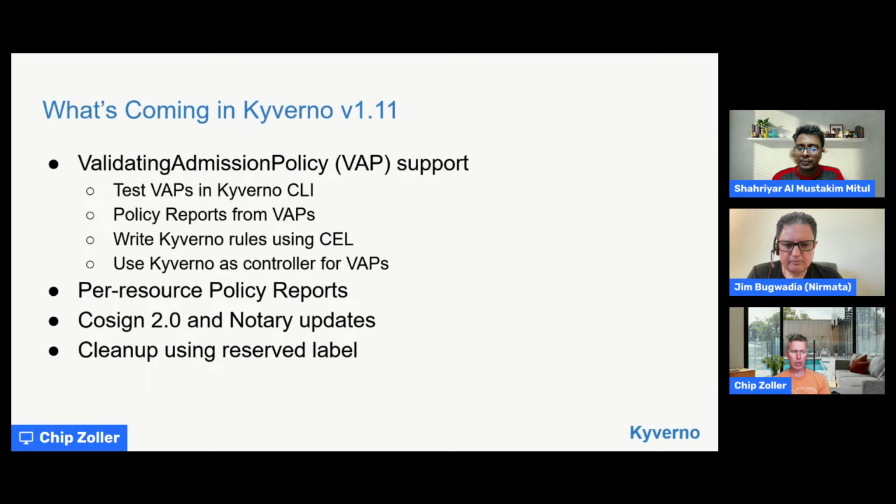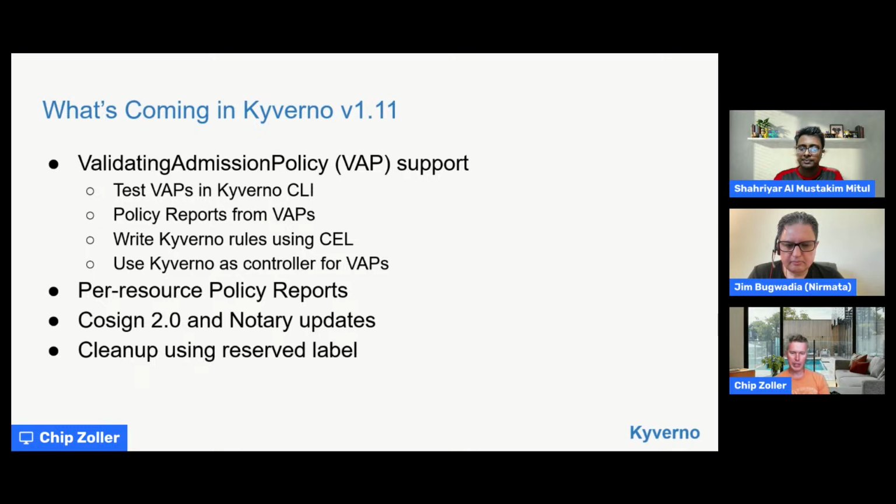Cosign 2.0 and Notary updates for those that are using Kyverno. You may know that Kyverno already supports image signature verification from the likes of Sigstore or Cosign, and with the latest release 1.10, also the Notary project. We're going to extend that even further in 1.11 by bringing in Cosign 2.0 support and also some of the latest updates to Notary. So look for those enhancements in 1.11.